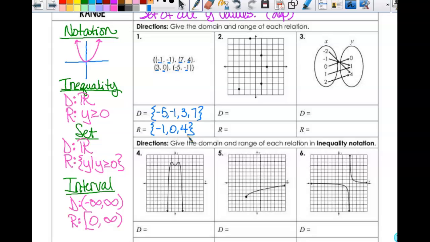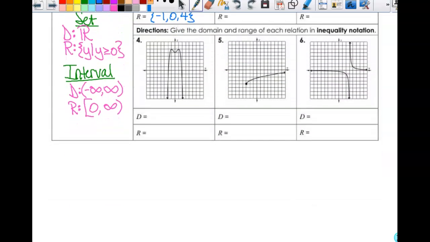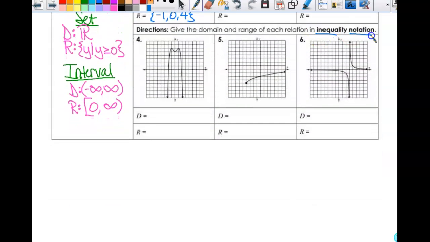All right, so now we're going to jump to number 5. And on these, it says to do it in inequality notation. So that's the way we need to do it. So our domain, we go from left to right. So the very first x value I come to is -3. And then I keep going to infinity. That means all of my x's have to be greater than -3. Do I get to include -3? Yes. So x is greater than or equal to -3.